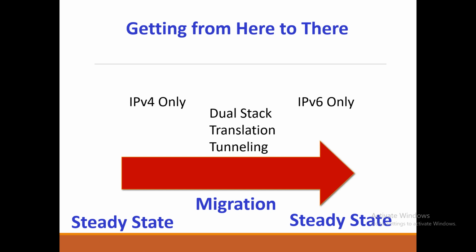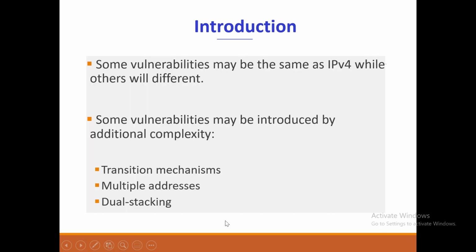So I don't know. And so what I'm going to talk about a lot is that state when we are really not at an IPv6 only state or steady state. So a lot of what I'll talk about is the problems that come either during migration or because of the new things. So that's my perspective, and so you are forewarned. So even when you go to an IPv6 only network, there will still be some vulnerabilities which are different, and that has to do with some of the new types of protocols that are there.